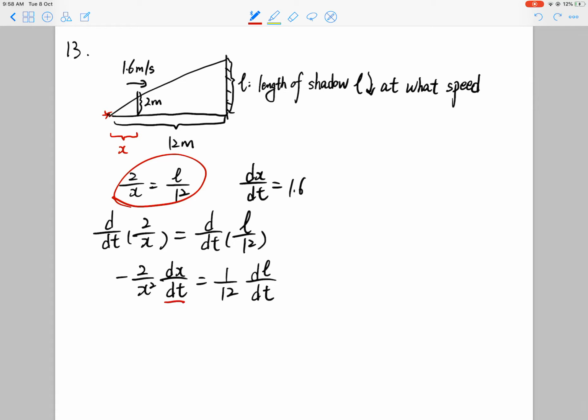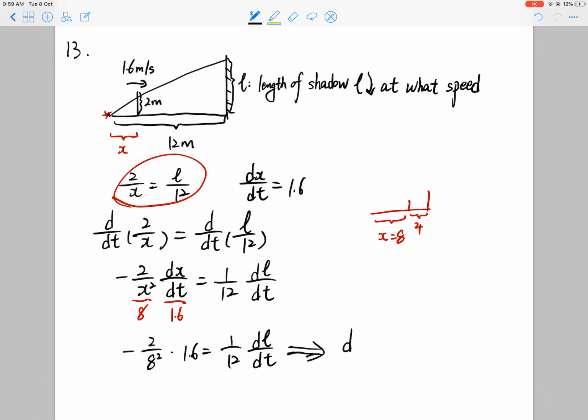So we know this dx over dt is 1.6. We know the moment when he is 4 meters from the building. So at the moment when this guy is 4 meters from the building, x, the distance between this guy and the spotlight, is 8. Then you sub in. It's negative 2 over 8 squared times 1.6 equals 1 over 12 dl over dt.